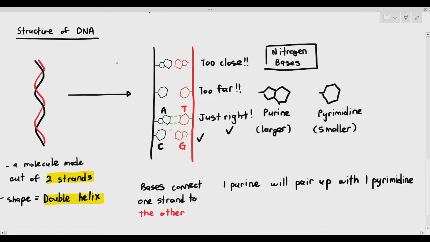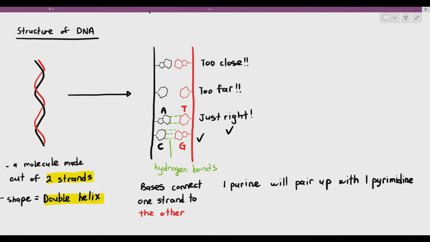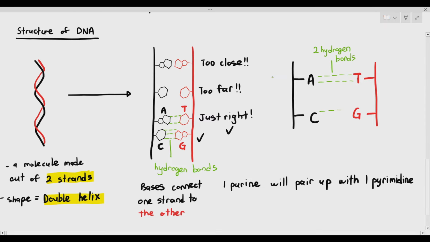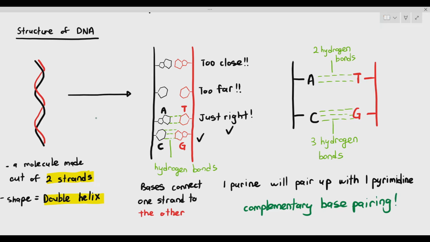And when adenine pairs up with thymine, they will form 2 hydrogen bonds. And when cytosine pairs up with guanine, they will form 3 hydrogen bonds with each other. And I'm just drawing it over there for you to see. This phenomenon is referred to as something called complementary base pairing. Complementary base pairing means the bases have to match each other. A will always want to match up with T, and C will always want to match up with G in these circumstances.